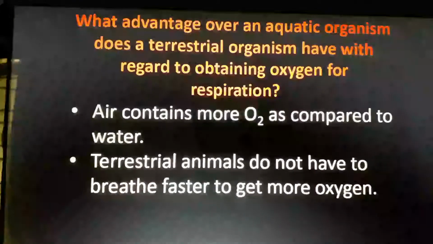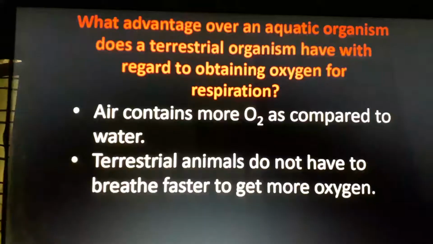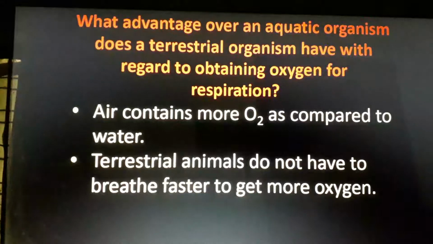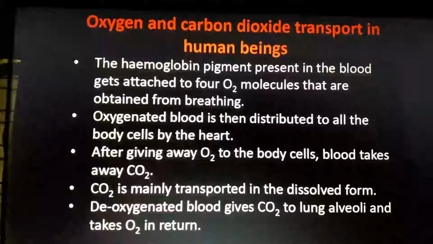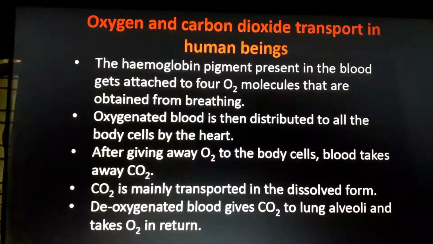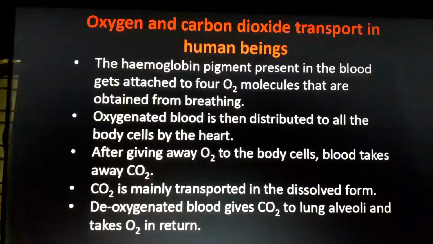Leave it. What advantage do aquatic organisms have over terrestrial organisms, meaning those of us living on land? Okay, we are living on land. So air contains more oxygen compared to water. Terrestrial animals do not have the. These question answers, directly write them in the CW. So oxygen and carbon dioxide transportation, that's another important part. Here something extra we are going to study.